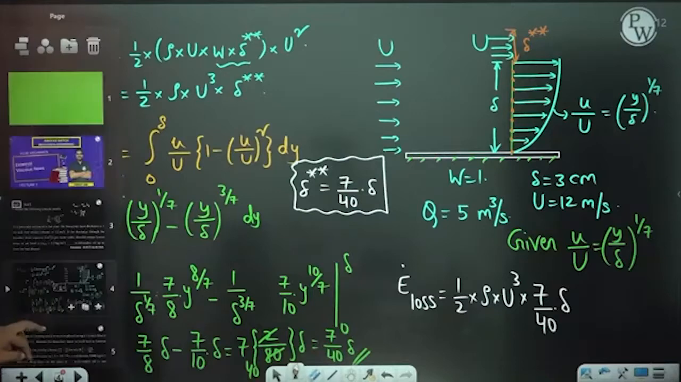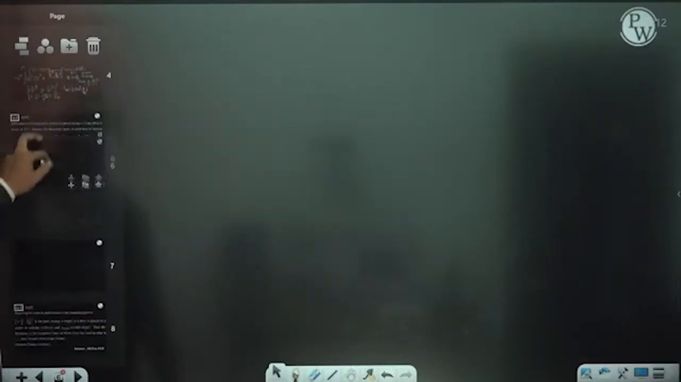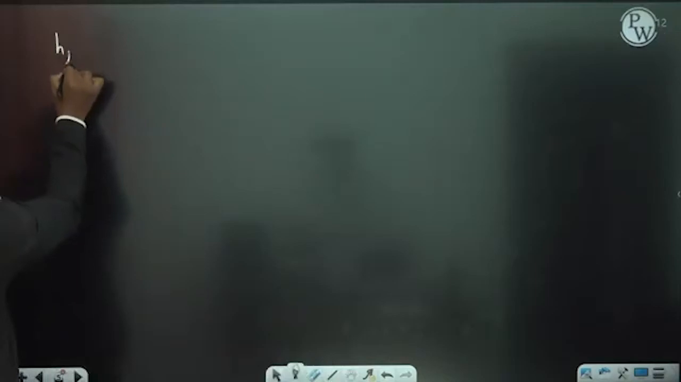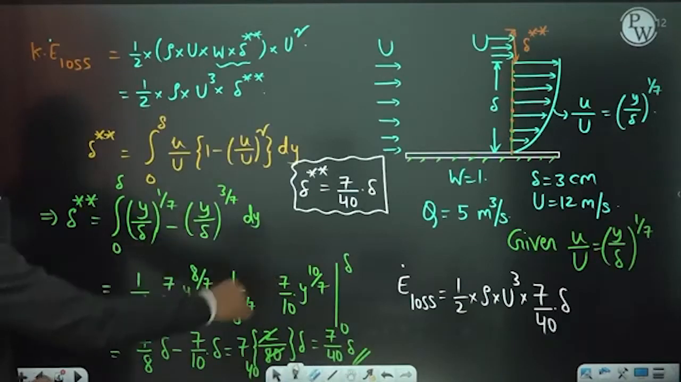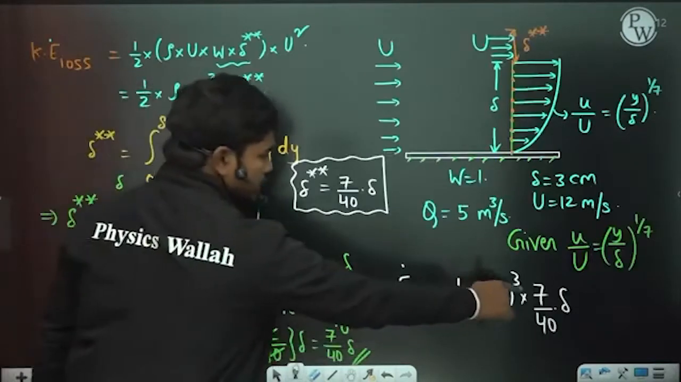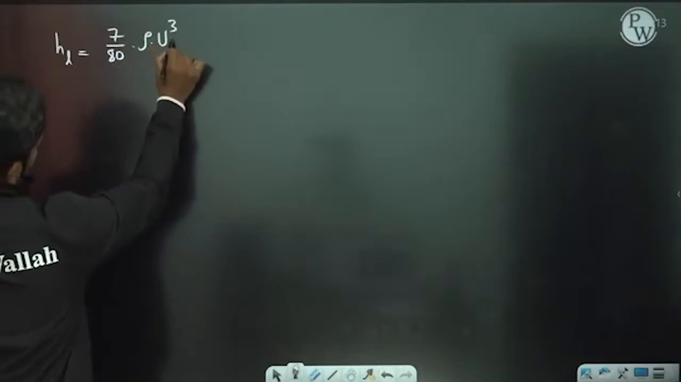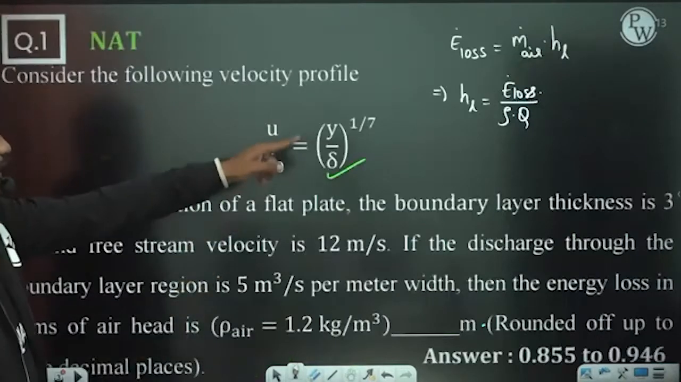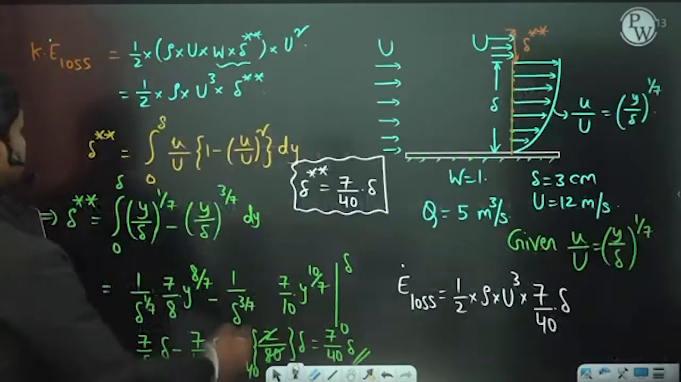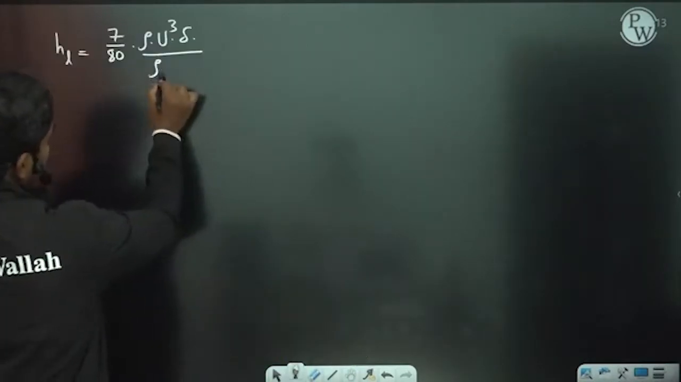Let me take an empty slide again. Okay, fine. So if you see, HL is equal to E dot loss. What is E dot loss? Half. Okay, if you simplify this, 7 by 80 times rho U cube delta divided by this. What about this fluid? Air, density of air into discharge. So density of air into discharge.